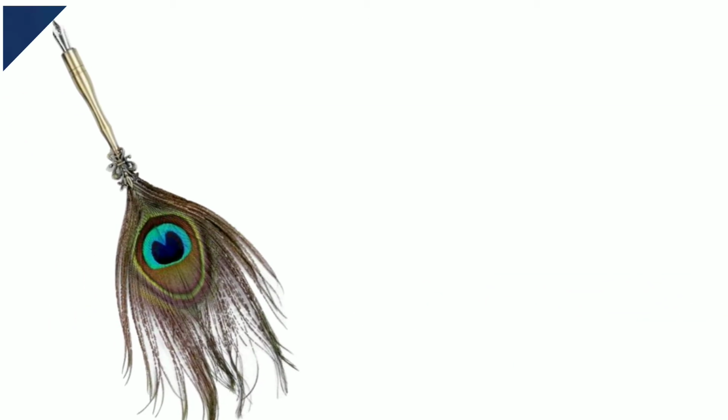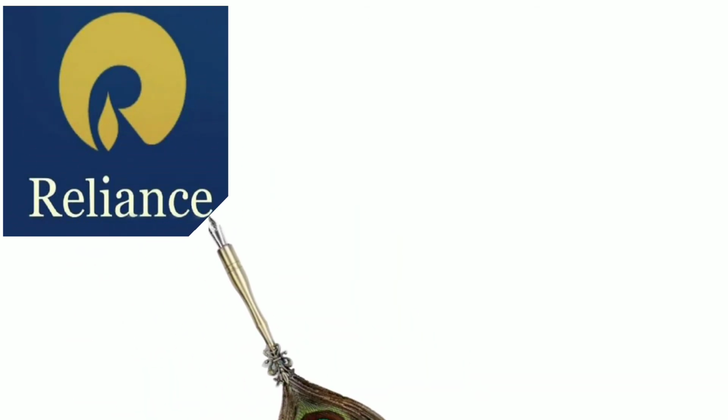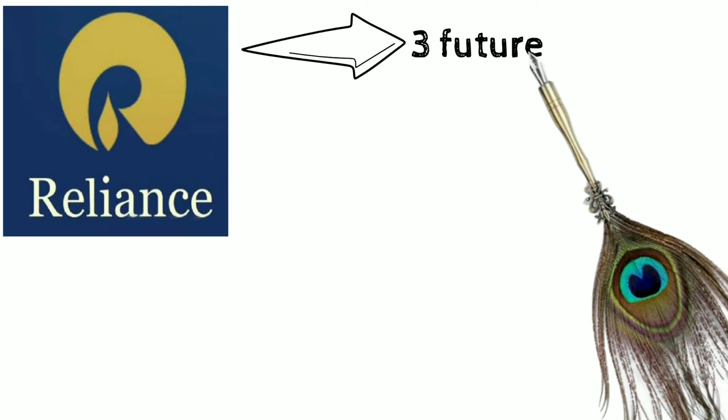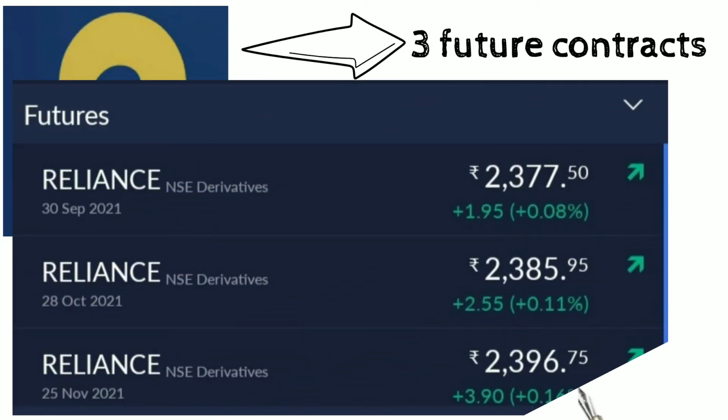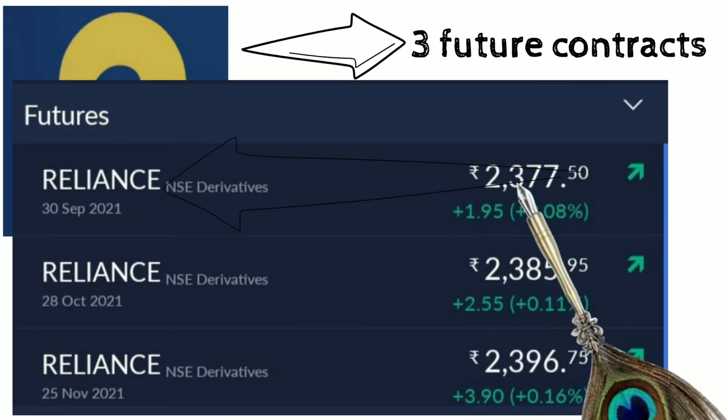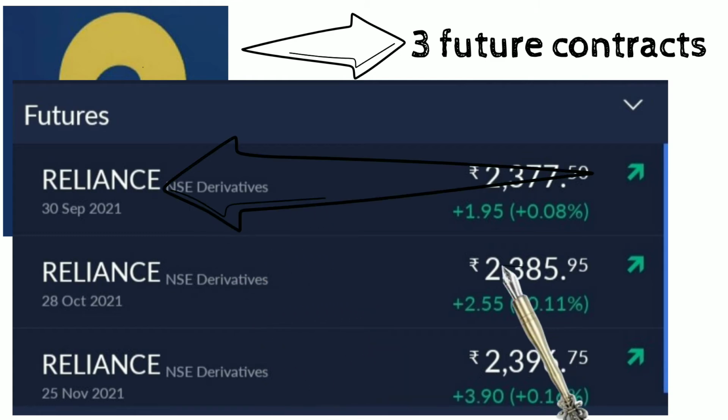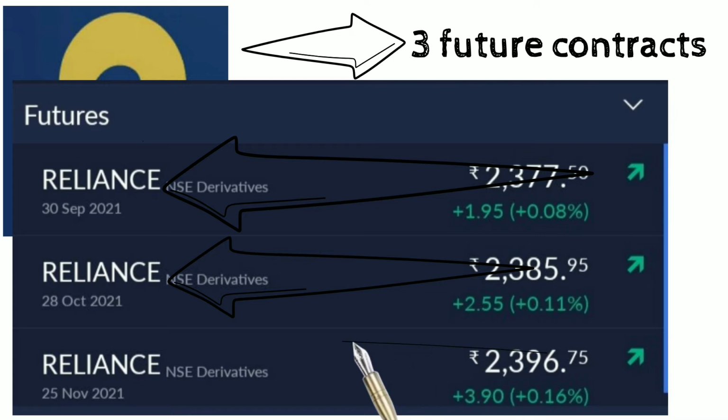For example, if we talk about Reliance futures, we can buy its three future contracts. First, the current month contract. The current month is September, so we call it Reliance SEP FUT, meaning Reliance September futures. Second, the near month contract, which is October, so we call it Reliance OCT FUT, meaning Reliance October futures. Third, the 4-month contract, which is November, so we call it Reliance NOV FUT, meaning Reliance November futures.